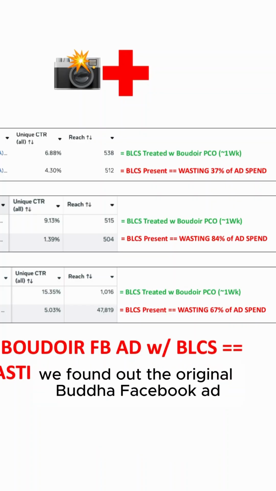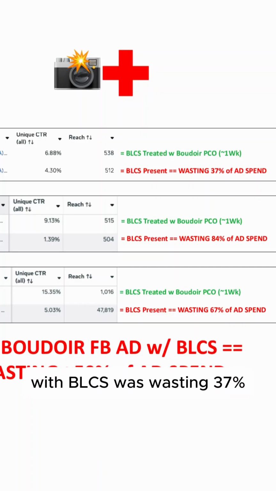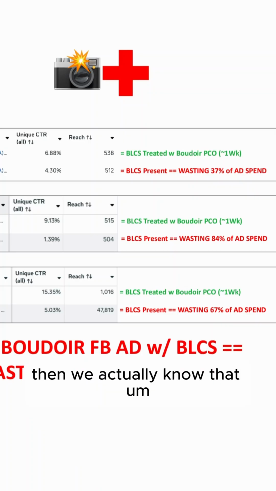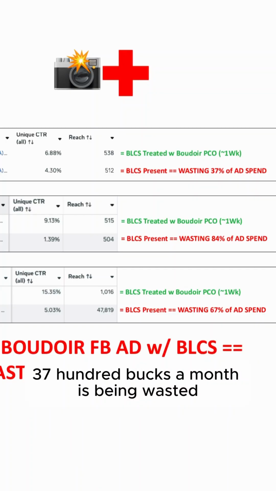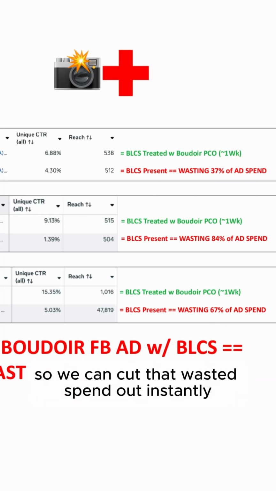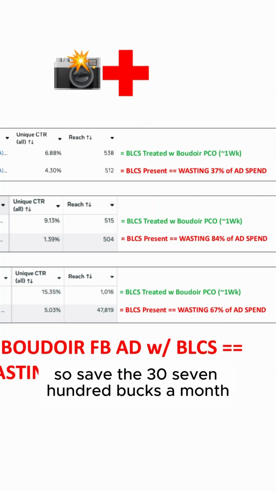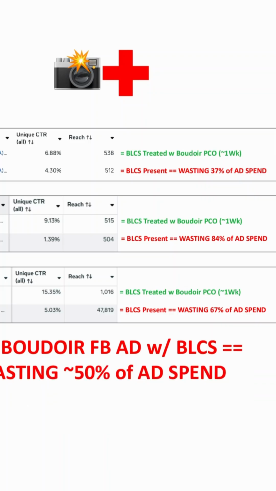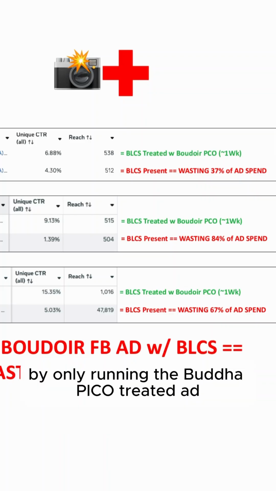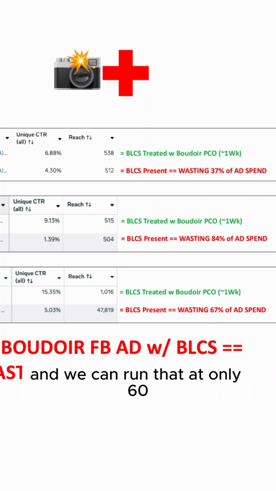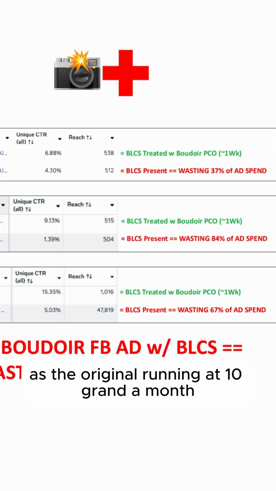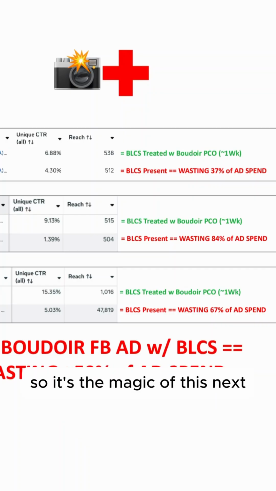So that means we found out the original Boudoir Facebook ad with BLCS was wasting 37% of their ad spend. So if they're spending 10 grand a month on Boudoir Facebook ads, then we actually know that 3,700 bucks a month is being wasted. So we can cut that wasted spend out instantly. So save the 3,700 bucks a month, which would be like 40 grand in the first year. That'd be kind of like a phantom profit by only running the Boudoir Pico treated ad. And we can run that at only 6,300 bucks a month, but get our ad into the same number of women's brains as the original running at 10 grand a month. So that's the magic of this.